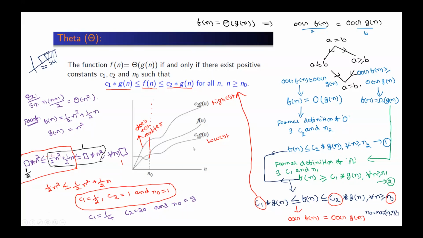Similarly, if it is n into n minus 1 by 2, can you tell me what are the values of C1, C2, and n naught? Another example to show that n into n minus 1 by 2 is theta of n square.